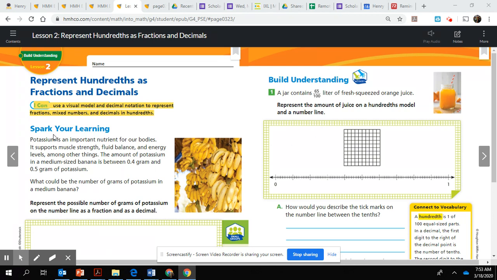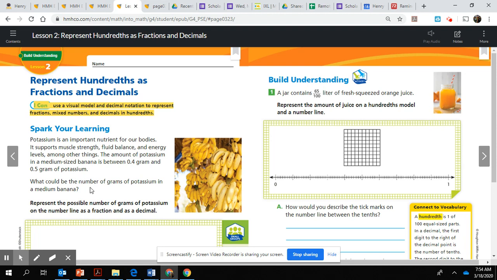Okay, so under the Spark Your Learning, it says potassium, which is awesome for your body, is an important nutrient for our bodies. It supports muscle strength, fluid balance, and energy levels, among other things. The amount of potassium in a medium-sized banana is between 4/10 grams and 5/10 gram of potassium. What could be the number of grams of potassium in a medium banana? Okay, so once again, reading the question, what could be the number of grams of potassium in a medium banana?